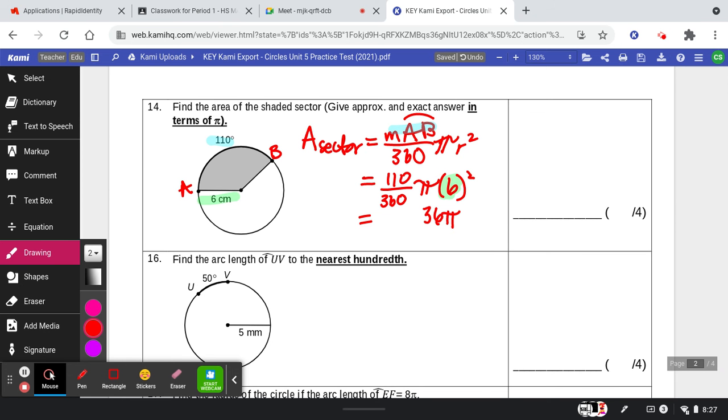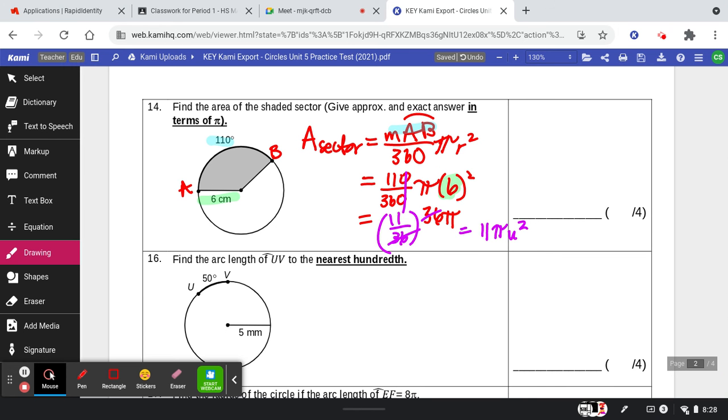And then the 110 over 360, I'm going to reduce that. First of all, 10 goes into both. The 0 can go away. And it just leaves me 11 over 36 as my reduced fraction. You might notice that both this 36 and this 36 can now cross out. My exact answer is 11 pi units squared.